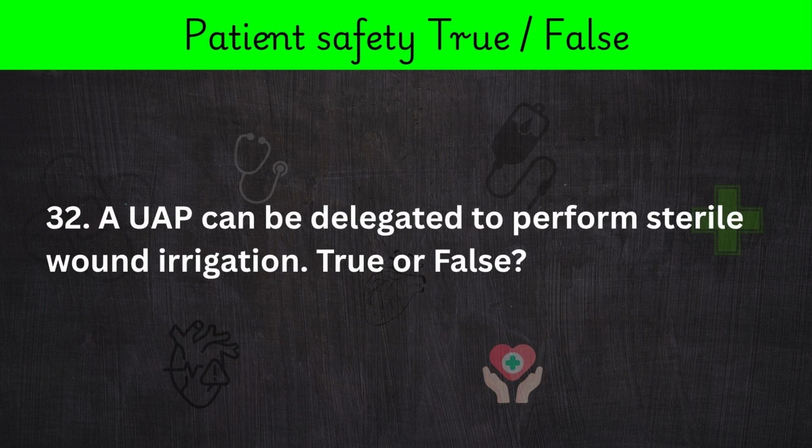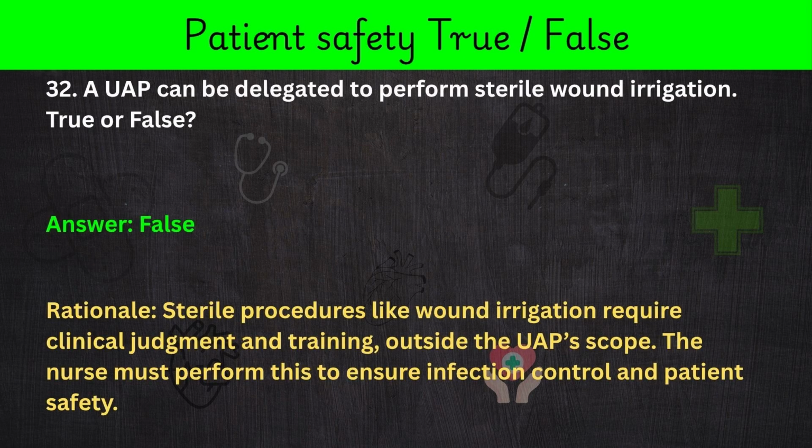32. A UAP can be delegated to perform sterile wound irrigation. True or false? Answer: false. Rationale: Sterile procedures like wound irrigation require clinical judgment and training outside the UAP scope. The nurse must perform this to ensure infection control and patient safety.